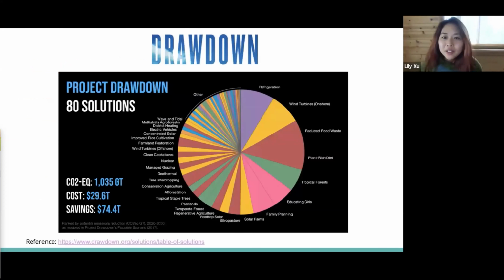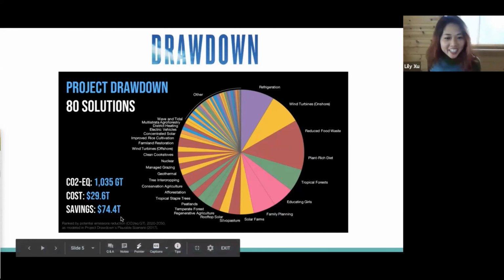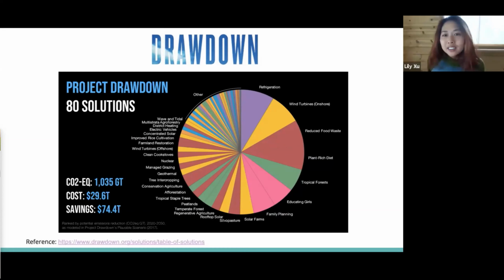So one of the things that we've looked at as a group is Project Drawdown. So Project Drawdown is a non-governmental organization that focuses on quantifying potential climate solutions. So their approach is to look specifically at listings of different climate solutions and do an economic analysis both on the cost of implementing these solutions, but also the potential savings. And what you'll notice in this chart is the savings actually which are $74 trillion, in US dollars, far outweigh the cost of these solutions, which hovers around $30 trillion.